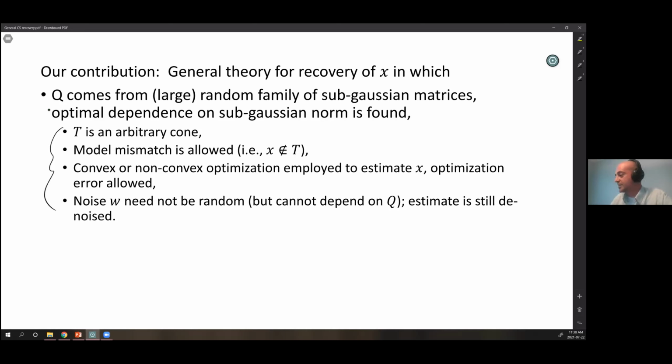Convex or non-convex optimization and optimization error are also allowed. And the noise need not be random, as long as it doesn't depend on the random matrix Q. In fact, we'll see that it acts as if it is random. And somehow we can still denoise. These last ones all appear in previous papers, but I haven't seen a paper that puts them all together.